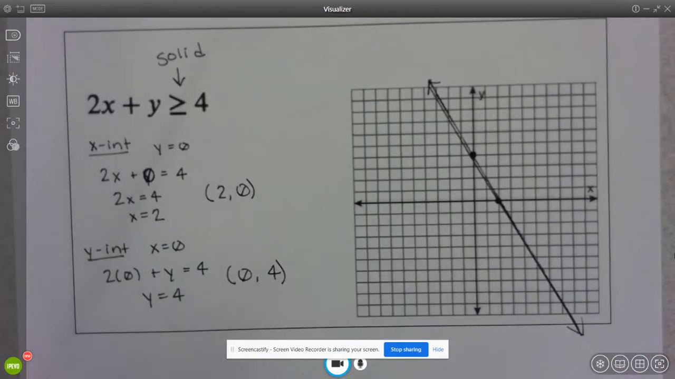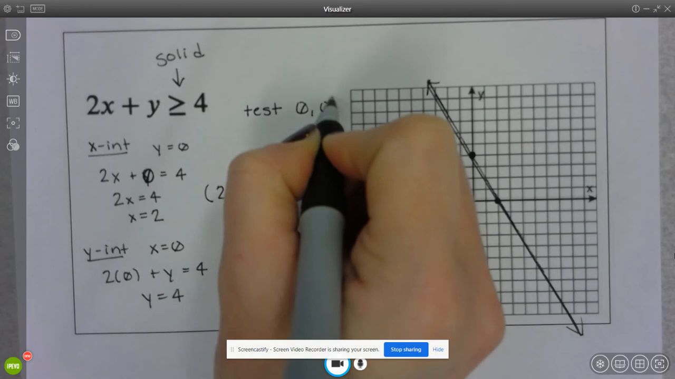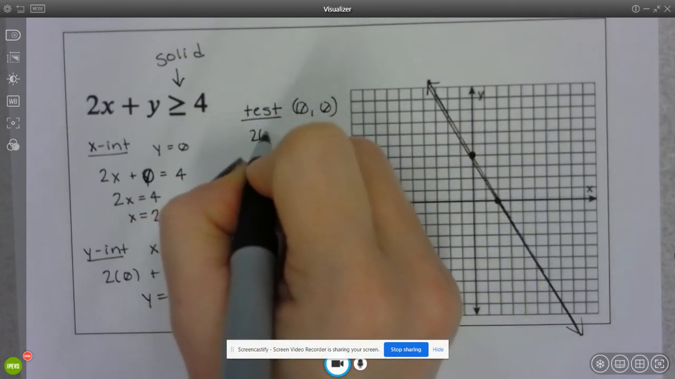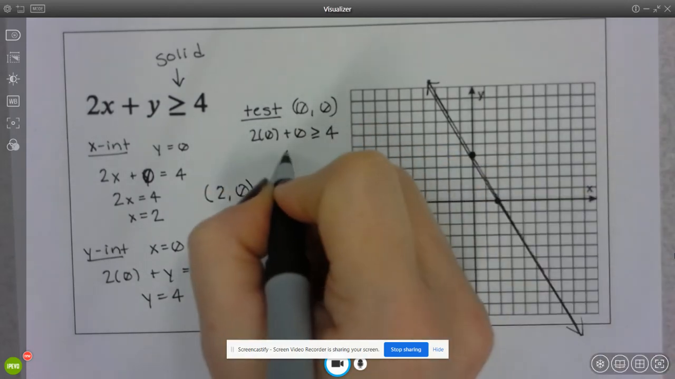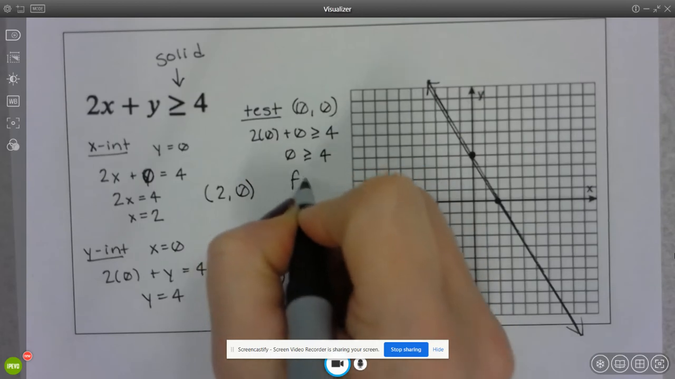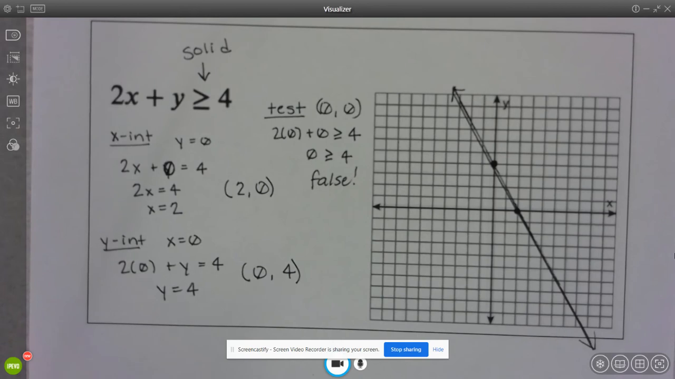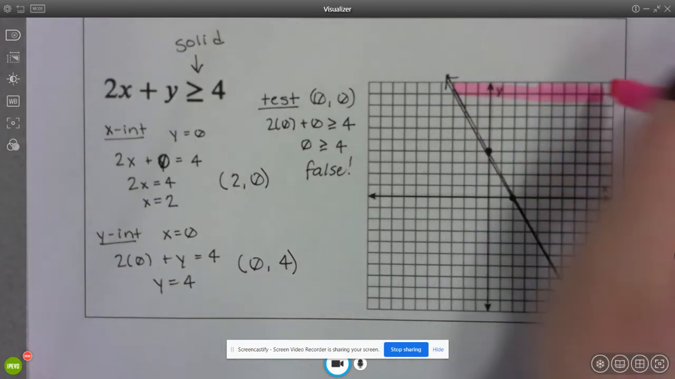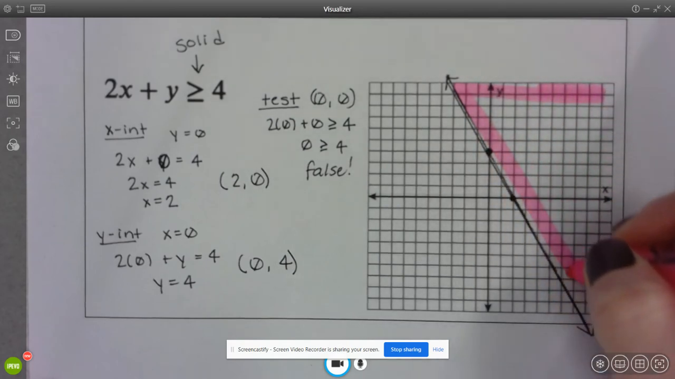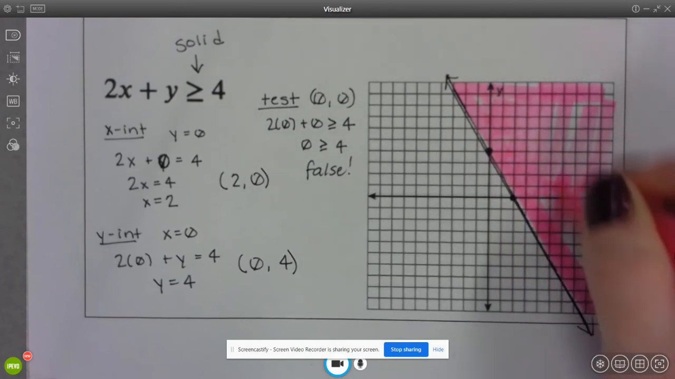And then I'm going to use (0, 0) again as my test point. So 2 times 0 plus 0 greater than or equal to 4. Well, that would be 0 being greater than or equal to 4, and this is false. And since this is false, that means I cannot color or shade over top of (0, 0) because it is not part of my solution. So I need to do everything up here that's on the other side from (0, 0). So it's going to be everybody up here.